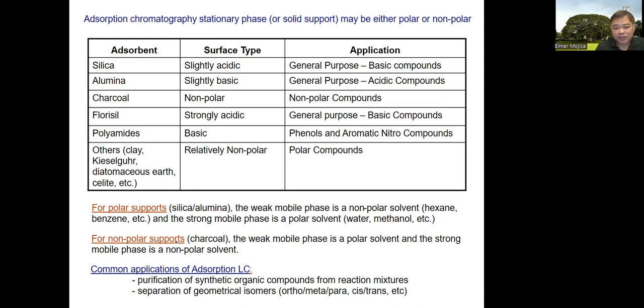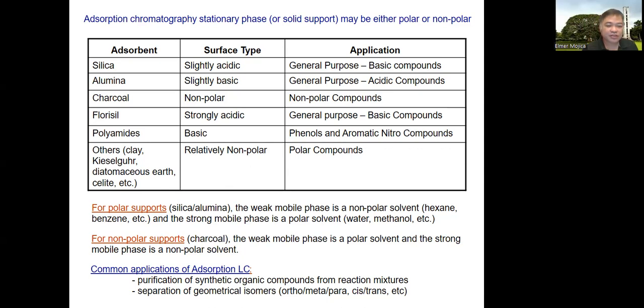Now, if you have a polar support, you use silica and alumina. In a polar support, your weak mobile phase is a non-polar solvent, and the strong mobile phase is a polar solvent. Now for the other one, the non-polar, it is the other way around. The weak mobile phase is polar, and the strong mobile phase is non-polar.